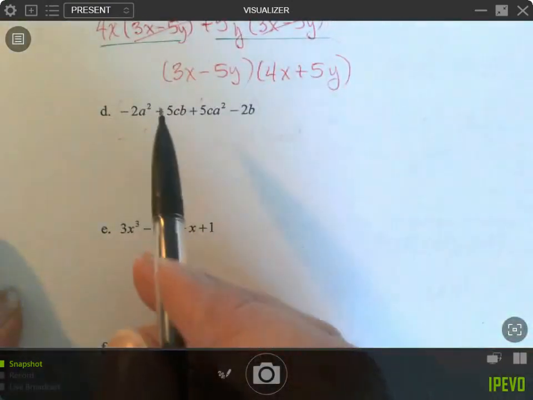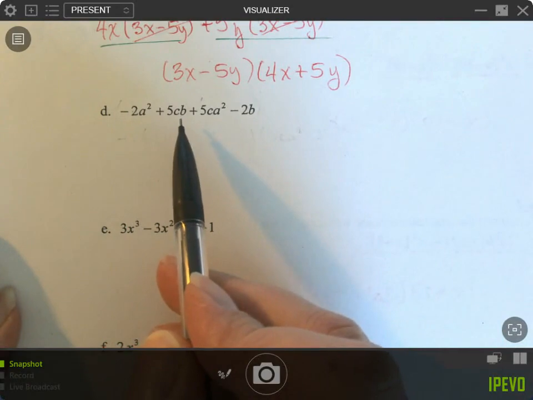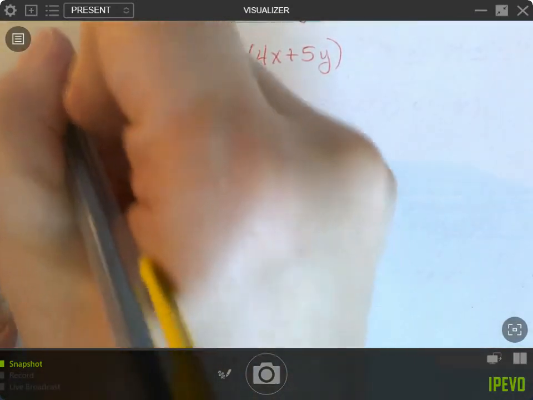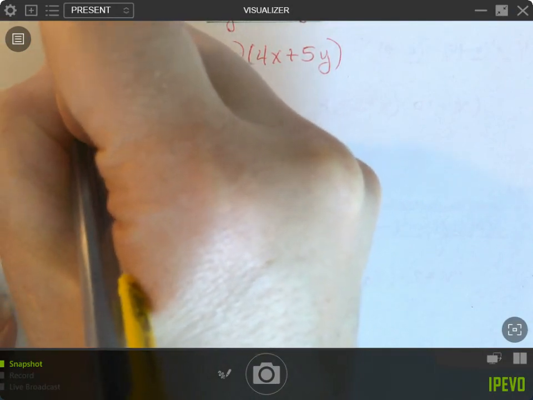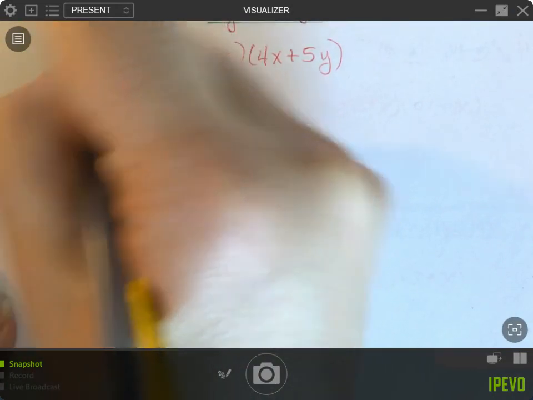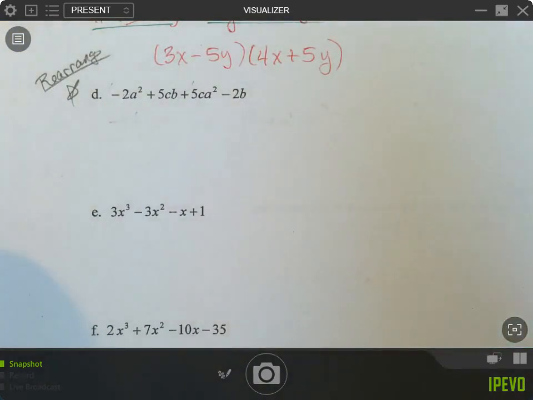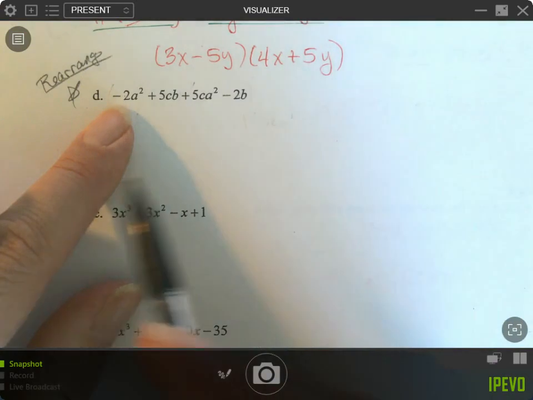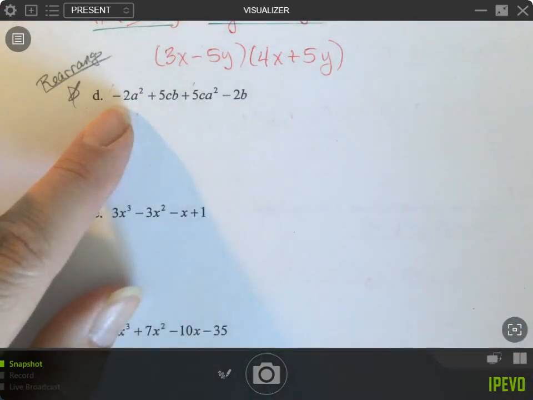So the idea is the pairing of these first 2 terms didn't work out. So we're going to rearrange it. Sometimes you have to rearrange a problem. So I'm going to let you pick. I need to move things around. Do you want to keep the negative 2a squared first, or do you want to pick something else to go first? Your choice. It can work any way.